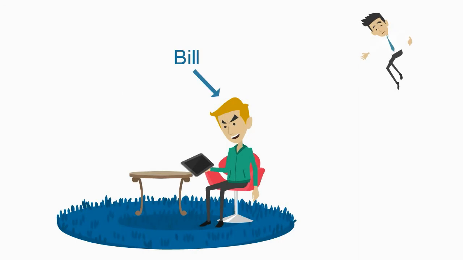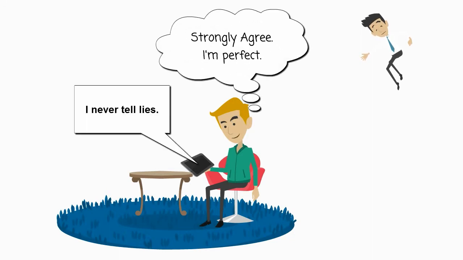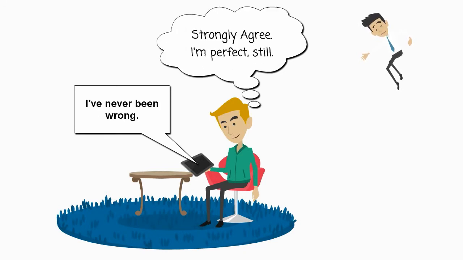To illustrate the self-presentation scale, let's look in on Bill as he completes the Work Styles questionnaire. You can see the item Bill is responding to is, I never tell lies, and yep, he's going to strongly agree to that one. Okay, maybe Bill doesn't lie much. It's possible.